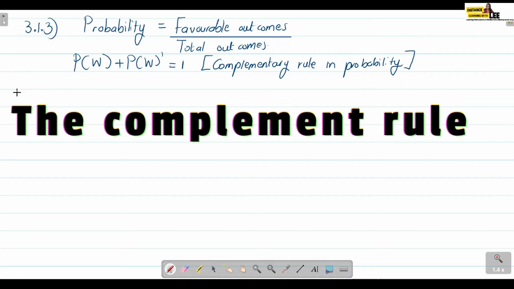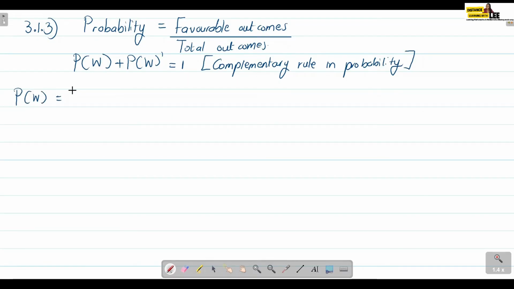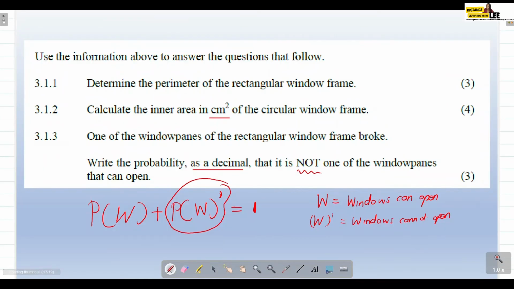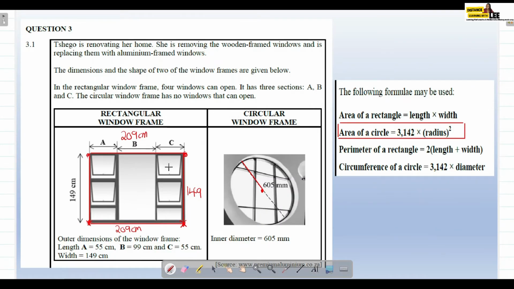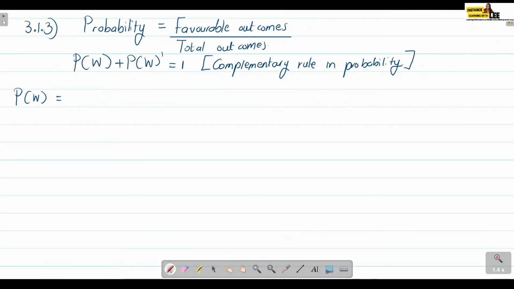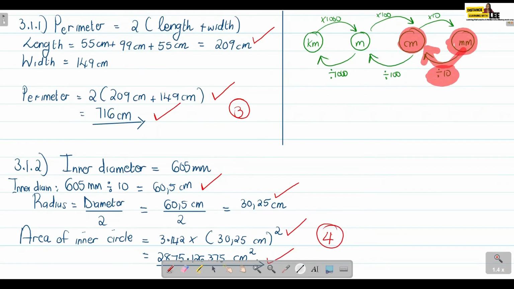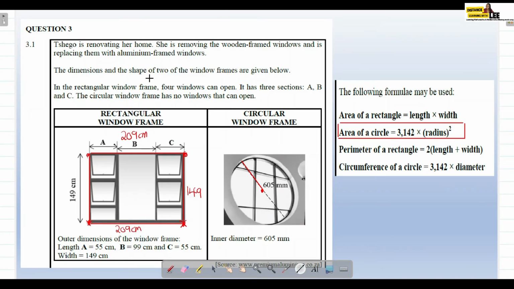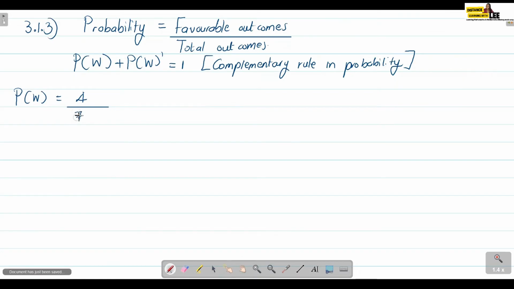All right, so what is the probability that the windows can open, right? So what is the favorable outcome? The windows that can open. Okay, so how many windows can open in this case? We've got 1, 2, 3, 4 windows can open, right? So 4 windows can open. So P(W), the favorable outcomes is your 4 windows can open divided by the total outcomes. How many windows do we have in this rectangular window frame? We've got 1, 2, 3, 4, 5, 6, 7. So we've got a total of 7 windows. So we're going to write that down. Okay. Therefore, the probability that the windows can open, right, is just 4/7.